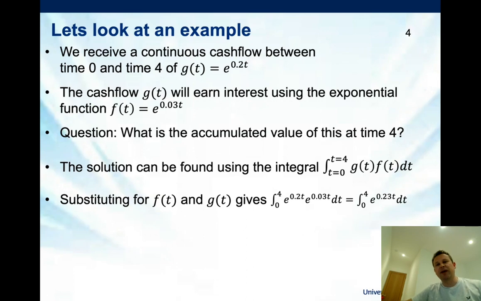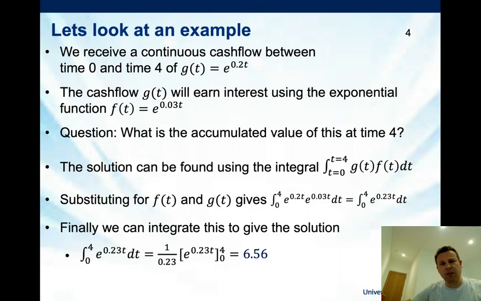So we substitute in f(t) and g(t), as you can see, and from our knowledge of exponentials, we can combine the two exponential functions and form an exponential function of e to the power of 0.23t. You'll then remember that these types of integrals are what you typically did at A level. So hopefully you can solve that, or if you can't remember, do bring yourself back up to speed.